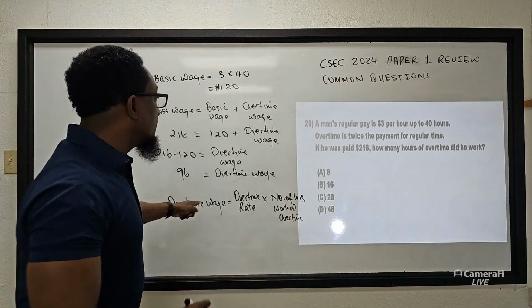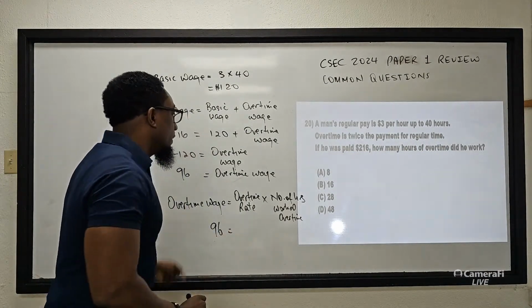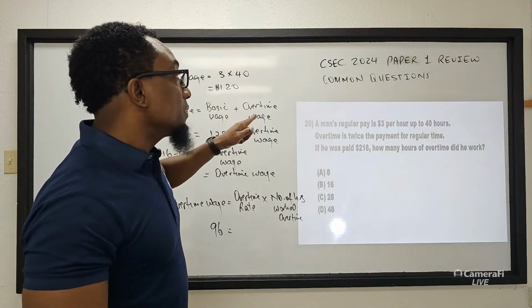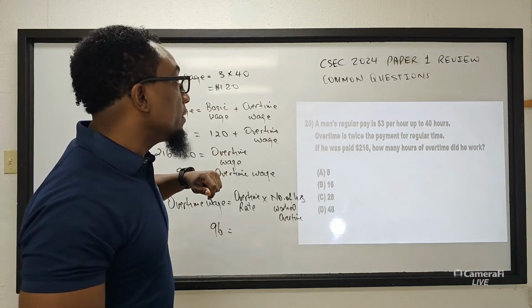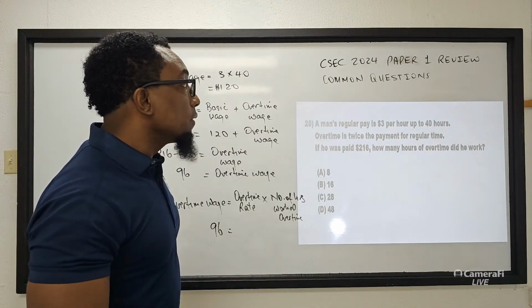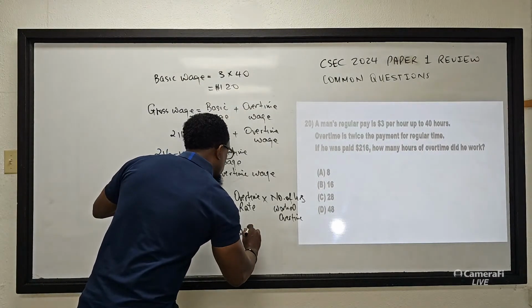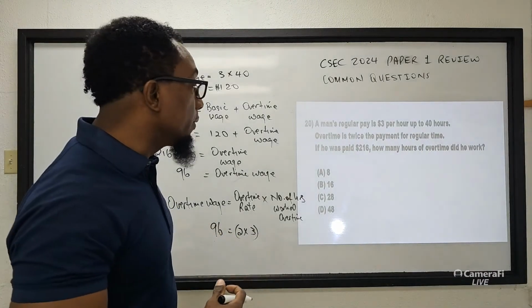So we know that the overtime wage is what? $96. His overtime rate, how do we determine overtime rate? It says overtime is twice the payment of the regular time. So the regular payment per hour is $3. And if he works overtime, he's paid twice the payment. So the overtime rate will be to multiply 2 by 3. So he's now getting $6 per hour when he works overtime.